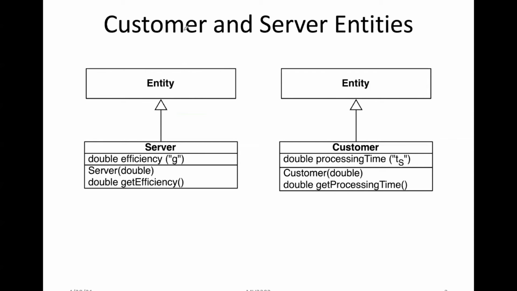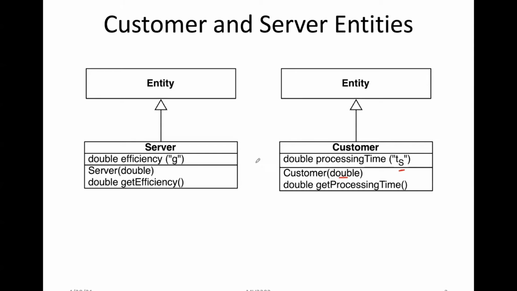Okay, so one way of doing that is to use these entities. We've seen the use of entities for customers before. So how can we carry along their processing time? Again, we can subclass the entity, and add an attribute called processing time. In our model, we'll still call it T sub S, and then just have a getter for that. If we pass it into the constructor, we don't really need a setter, and for this model, that's all we need.